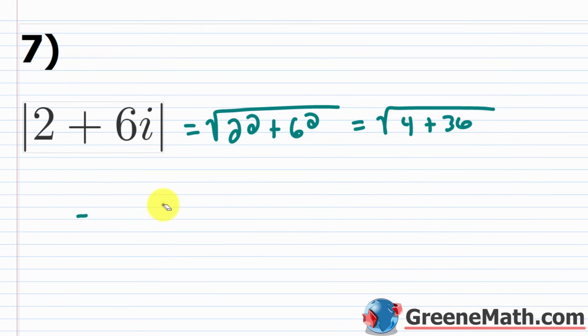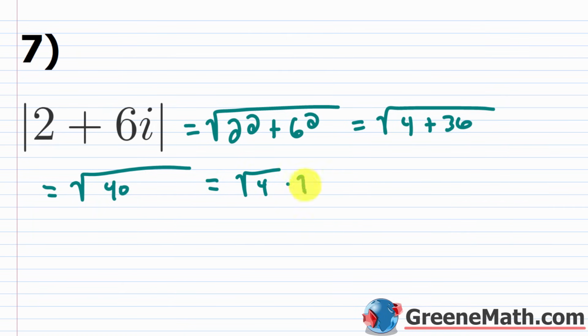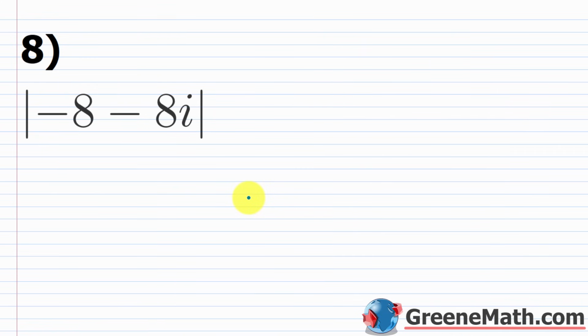Let me get rid of this and say this is equal to the square root of 40. And I'm going to write 40 as 4 times 10 because 4 is a perfect square. So this is the square root of 4 times the square root of 10. And of course, the square root of 4 is 2. So my final answer for the absolute value of this complex number would be 2 times the square root of 10. All right, let's take a look at problem 8.